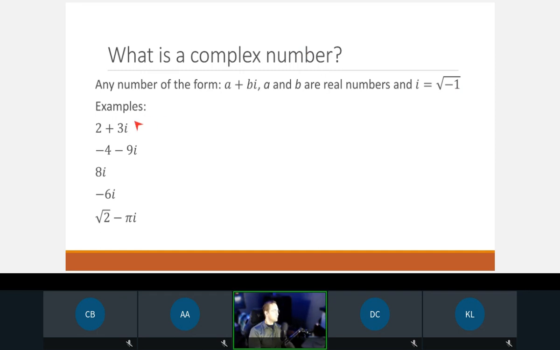So examples of complex numbers would be like 2 plus 3i, -4 minus 9i, 8i, -6i, radical 2 minus pi i. So these are all examples of complex numbers. If you're thinking, how is this complex? Well, think about it as being 0 minus 6i. It still meets this requirement, and a and b are real numbers. All right, questions so far on the definition of a complex number? All right. Let's keep going.